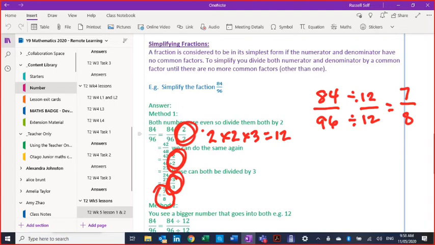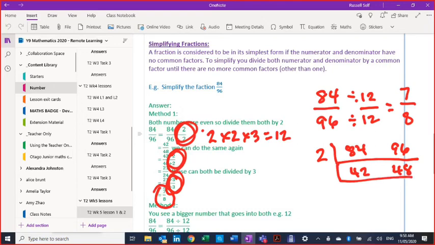Now, I'm going to show you a little method for when you have big numbers that really works well to keep you organized if you have lots of different division to do. And I might have shown you this before with the upside down division symbol. You notice that both of those will divide by 2, right? So divide them by 2, you get 42 and 48. Those will still divide by 2, so I divide again, which gives me 21 and 24. Those won't divide by 2, but they'll both divide by 3, which gives me 7 and 8. And 7 and 8 won't divide by anything.